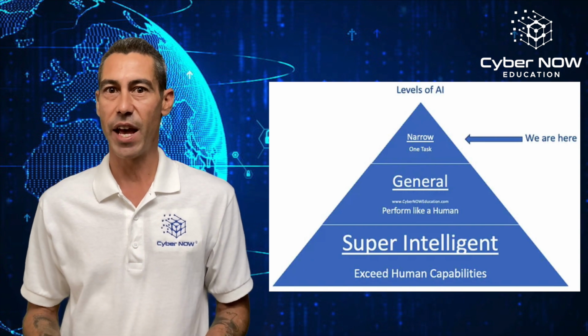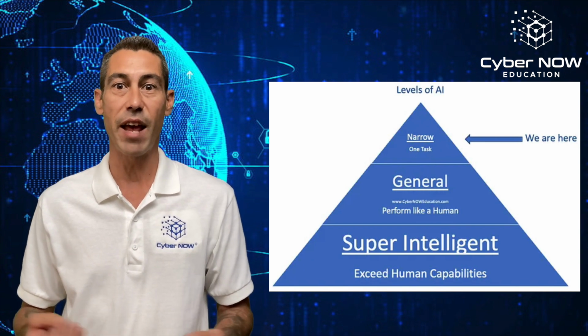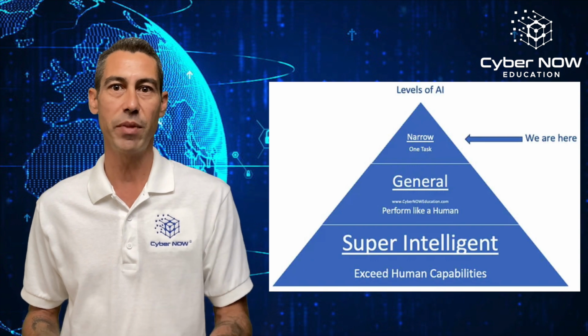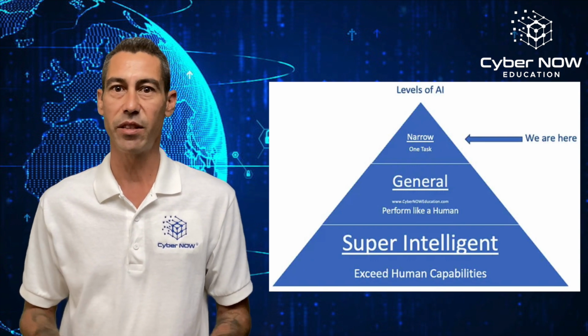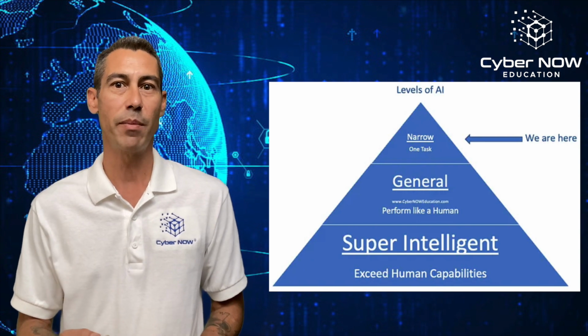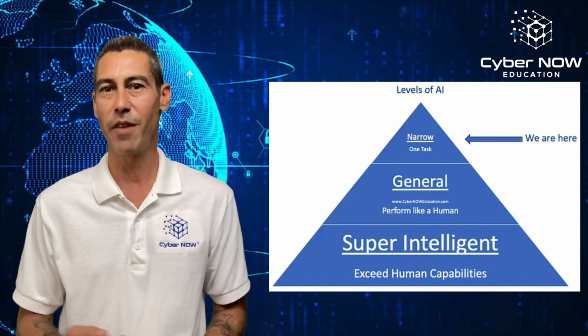Finally, there's super intelligent AI. This is a level of AI that would surpass human intelligence in every aspect. It wouldn't only perform tasks better and faster than humans, but also come up with ideas and solutions beyond human capabilities.